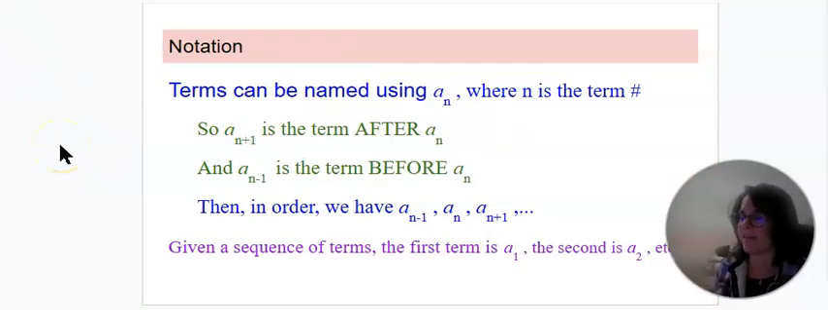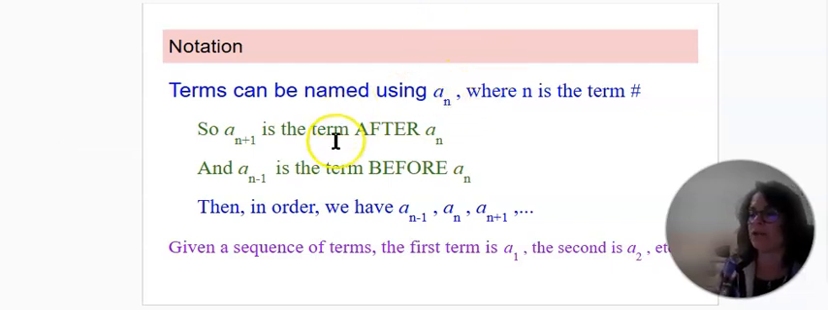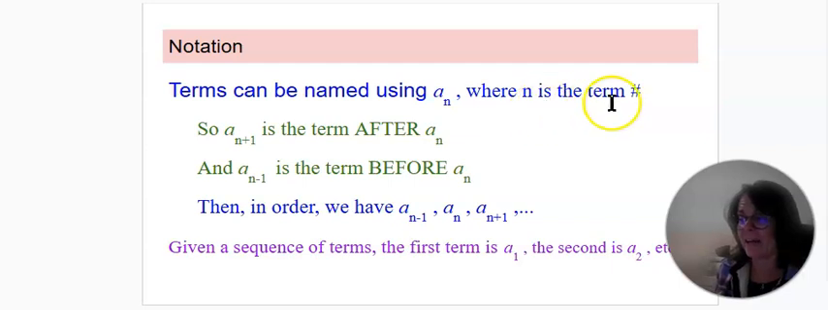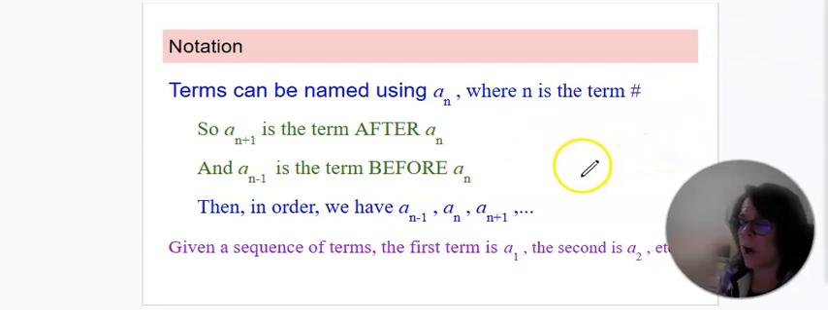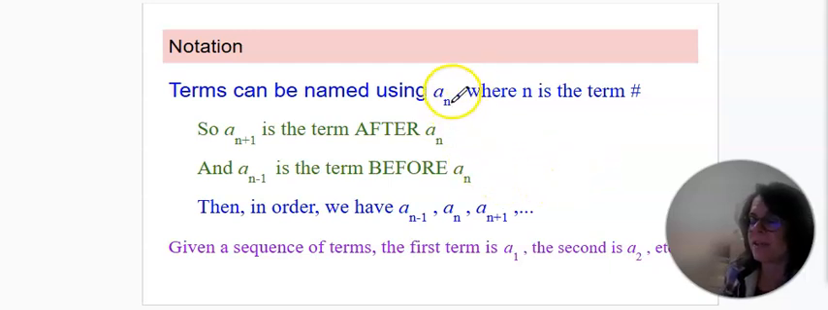Okay, let's get specific with your notes here. So terms can be named using A sub n. N is the term number. That's important. You need to make sure that you know that if you know the term number, you replace the n with that number. But there's something else that's often used when we're talking about a sequence.